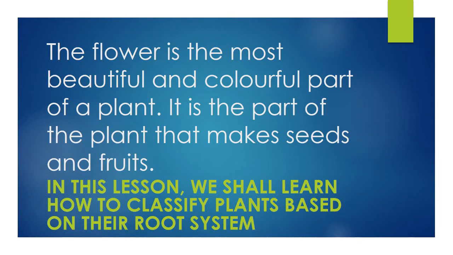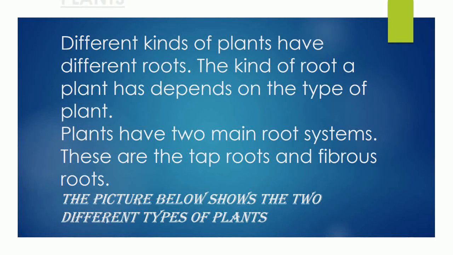Now, in this lesson, we shall learn how to classify plants based on their root system. Ready? Let's jump in. Different kinds of plants have different roots. The kind of root a plant has depends on the type of plant. Plants have two main root systems. These are the tap roots and fibrous roots.